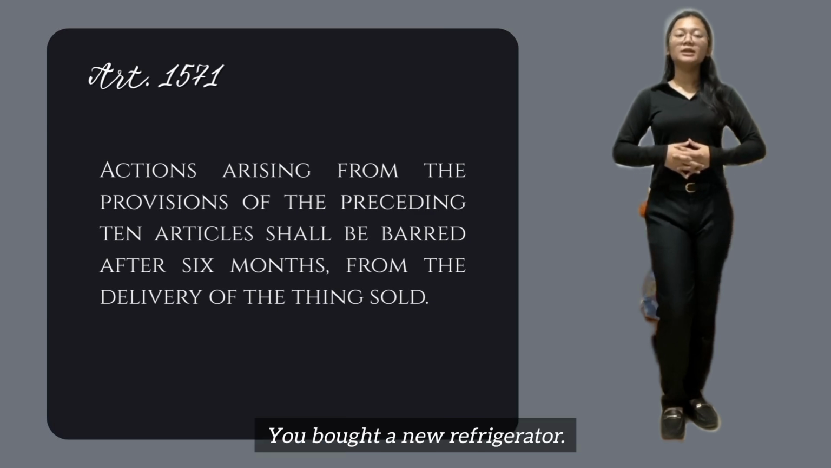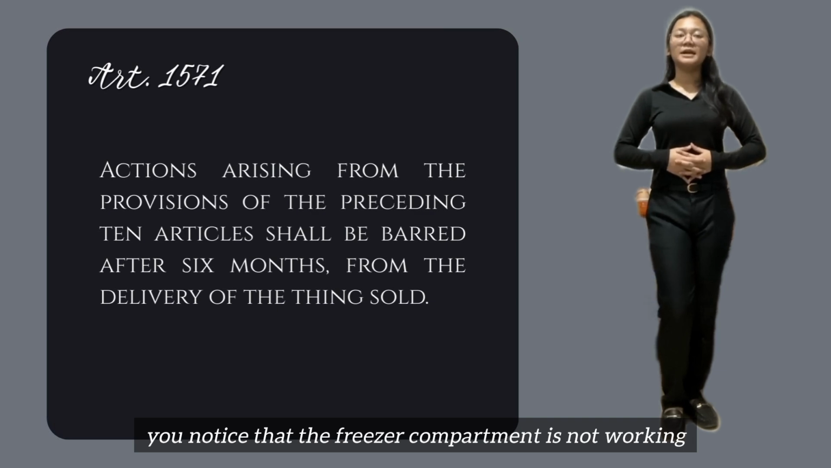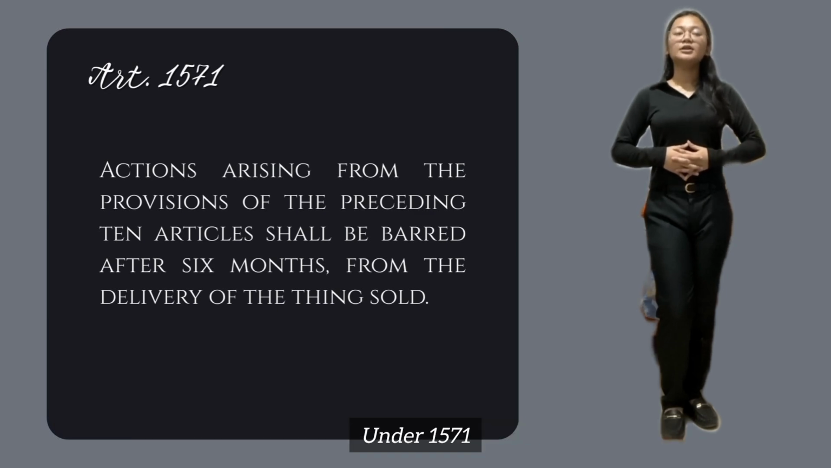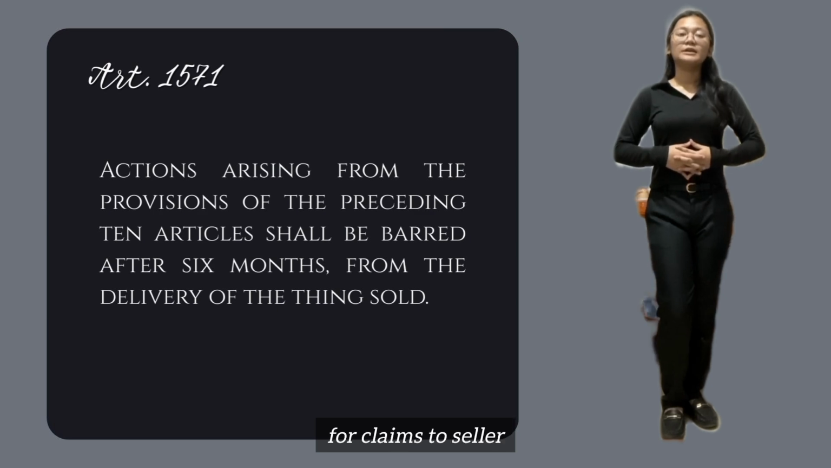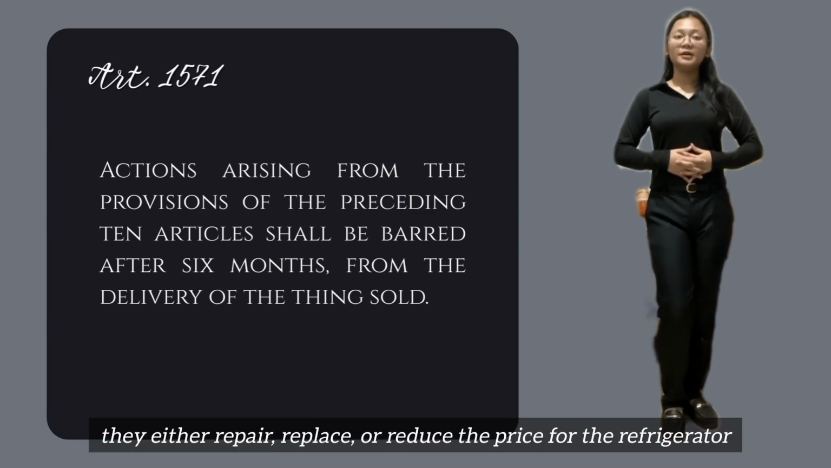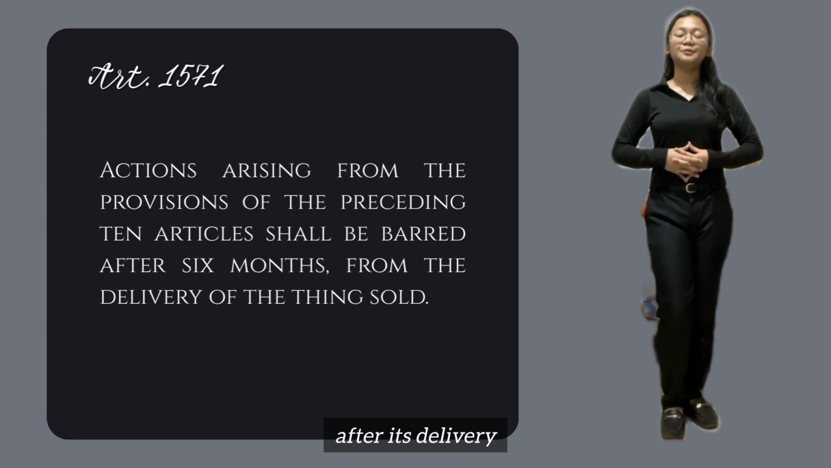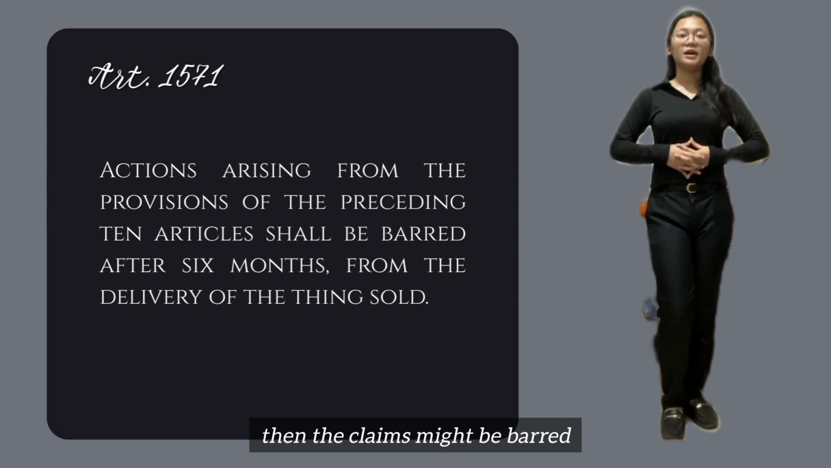For example, you bought a new refrigerator. After 3 months of using it, you notice that the freezer compartment is not working. It is a defect that wasn't obvious upon initial inspection. Under 1571, you have approximately 3 months left to take legal action or make claims to the seller to either repair, replace, or reduce the price of the refrigerator due to the hidden defect. If 6 months has passed after its delivery and you take legal claims against the seller, then the claims might be barred.